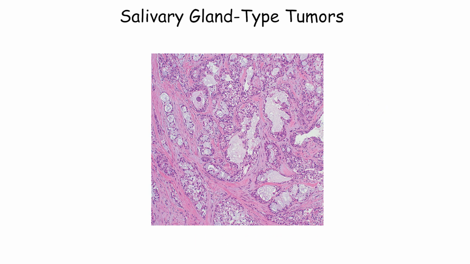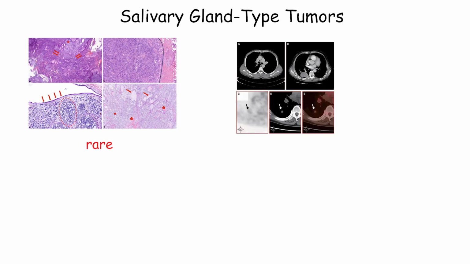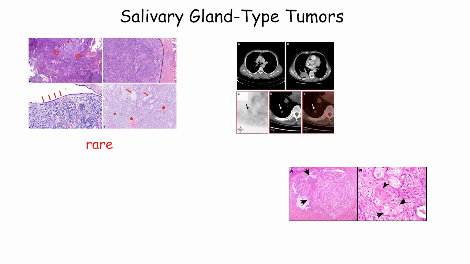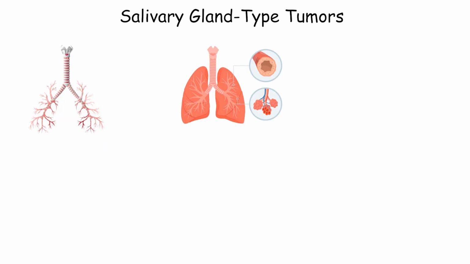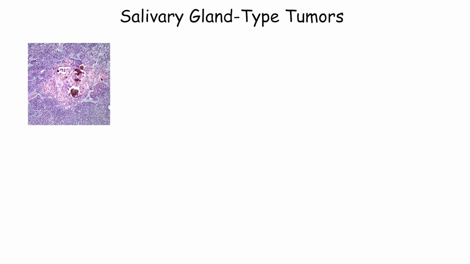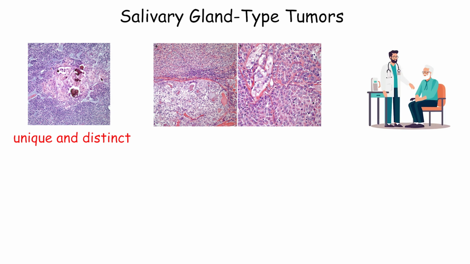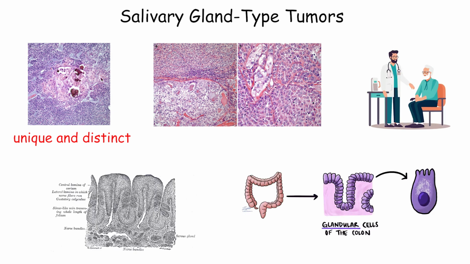Salivary gland-type tumors. Salivary gland-type tumors are a rare subset of lung cancers that originate in the minor salivary glands located in the airways of the lungs, particularly in the trachea and bronchi. These tumors are similar in nature to salivary gland cancers found in the head and neck region, but their occurrence in the lungs is less common. They account for only a small percentage of lung cancers, making them a unique and distinct group with their own characteristics and treatment challenges. These tumors develop in the glandular cells that produce mucus and other secretions, which help keep the airways moist.